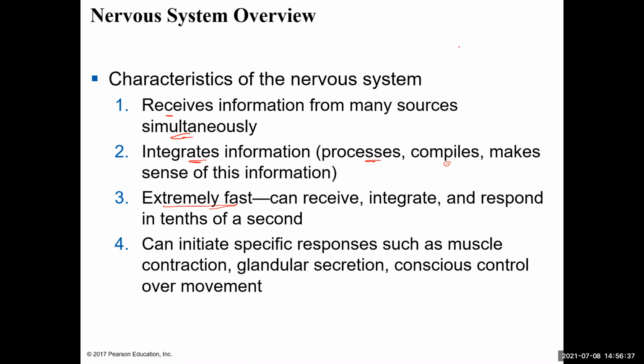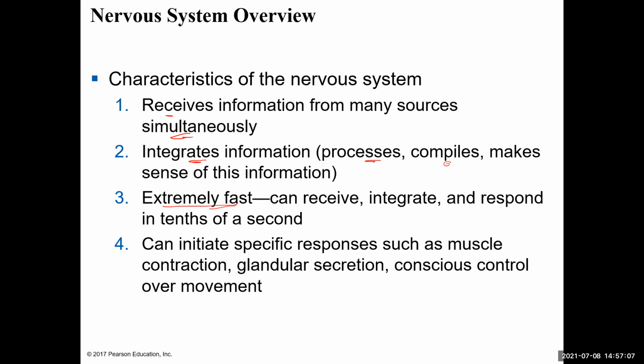Okay, so the nervous system will receive information, process and integrate that information, and it's doing this on an extremely fast time scale, right? So it's receiving it, integrating it, and responding to it in a fraction of a second, right? And our body has to be able to do this in order to make all of our organs function, work together, keep homeostasis, and have everything working appropriately.